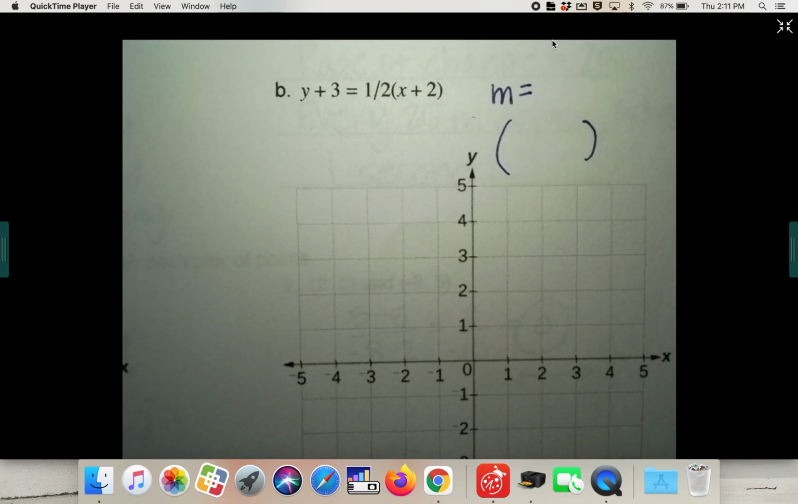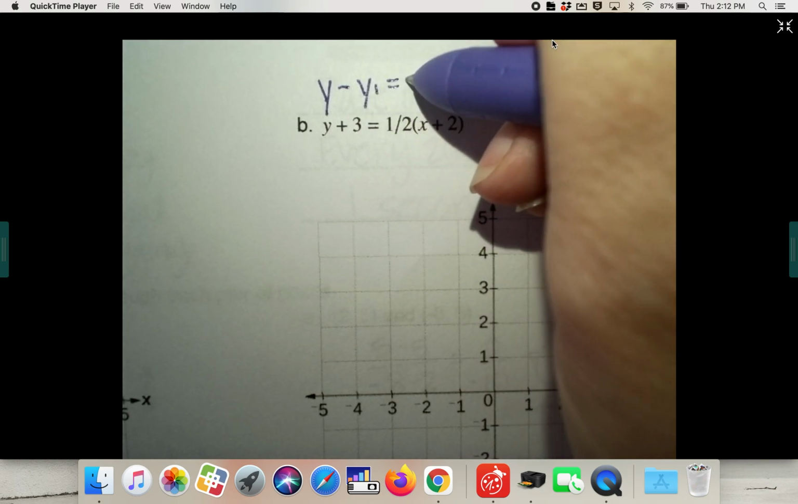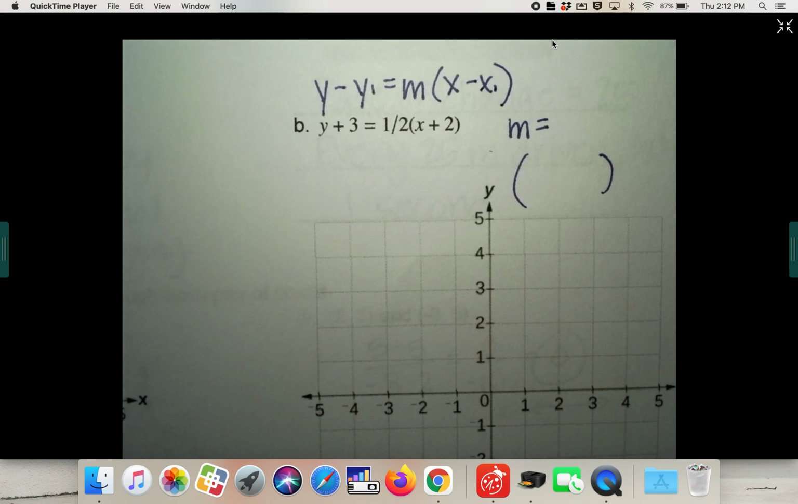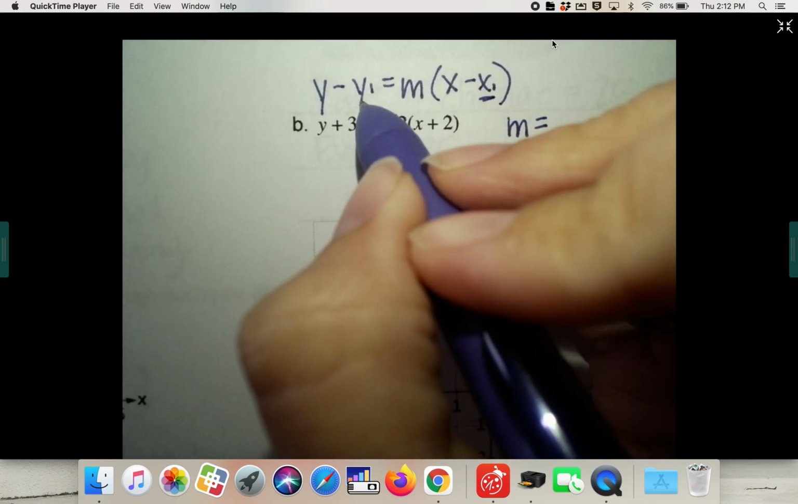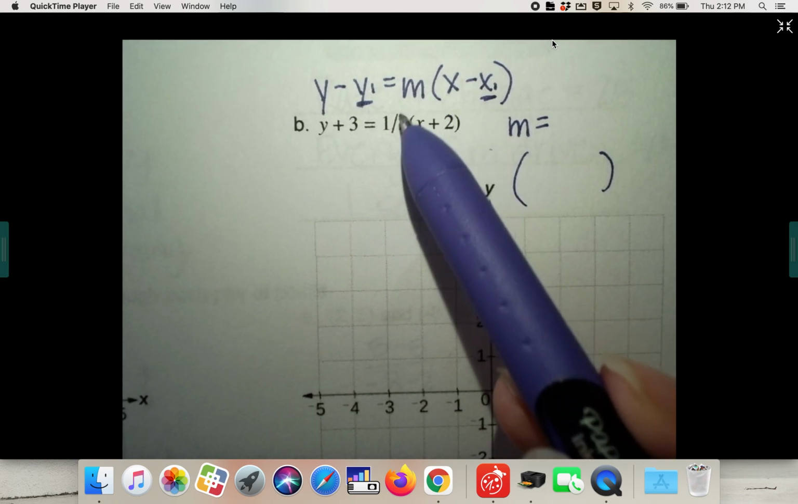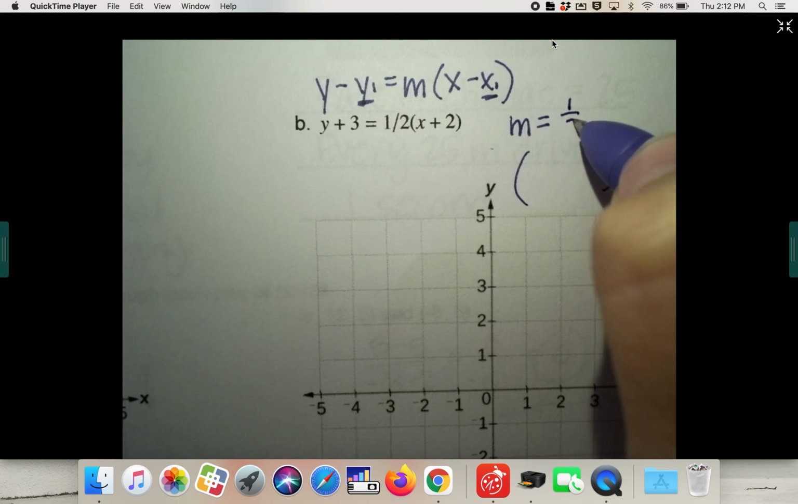So point slope form, if you forgot, is y minus y1 equals slope times the quantity x minus x1, where your point is your x1 and y1 and your slope is your m. So it looks to me like our m, our slope, is 1/2. So I'm going to write 1/2 over here.